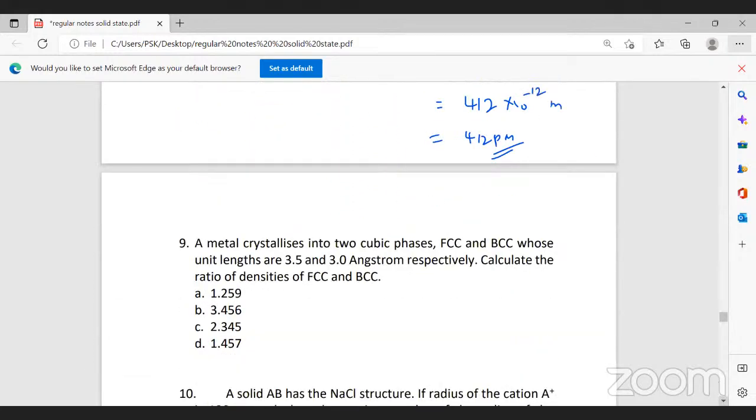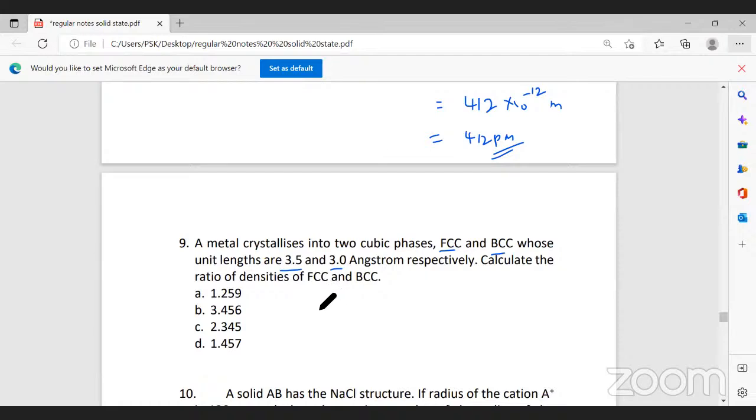A metal, oh, there is no space here. Okay, I'll try to write it here only. A metal crystallizes in 2 cubic phases, FCC and BCC, whose unit length is 3.5 and 3 angstrom respectively. So for FCC the unit length is 3.5, and for BCC it is 3 angstrom respectively. Calculate the ratio of densities of FCC and BCC.